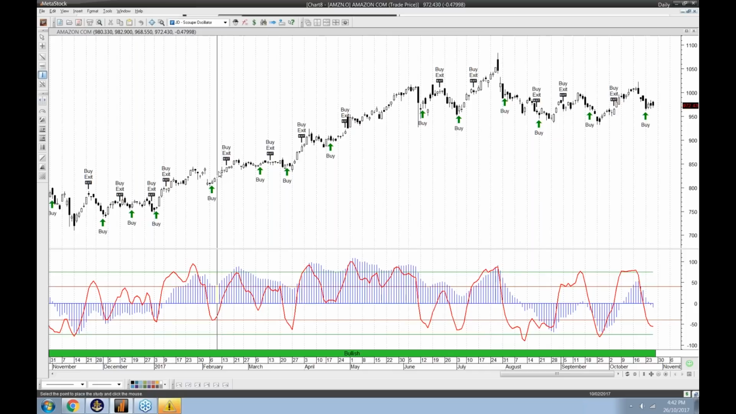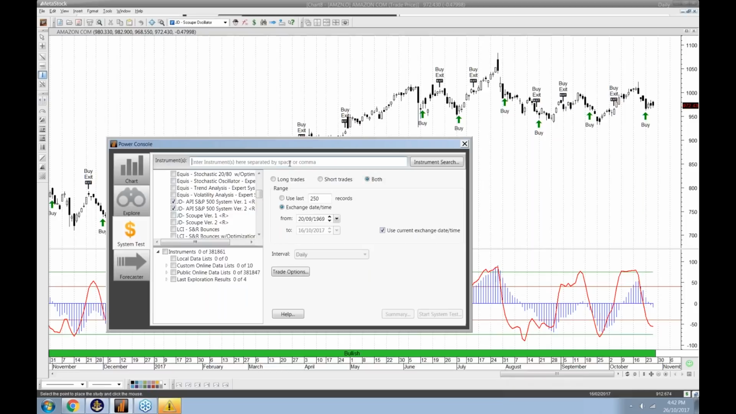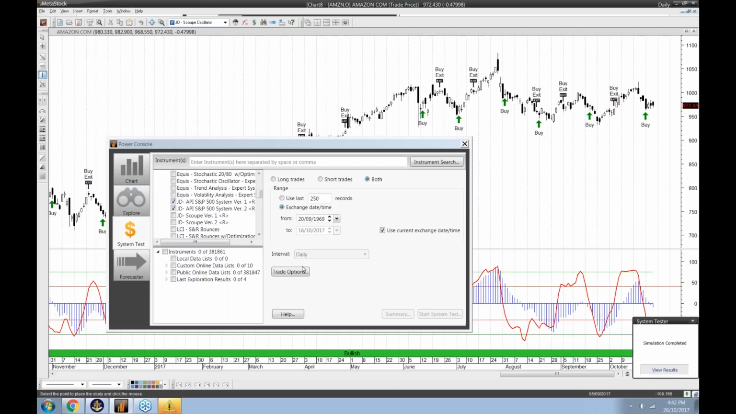Okay, let's see. As I said, you can run anything that you want on the system tester. So we'll run the two strategies here on the SPY. Start system test.